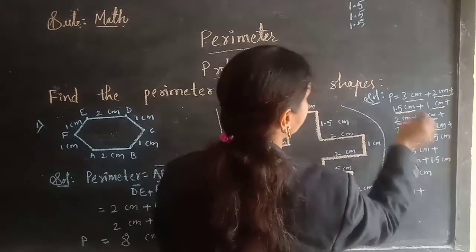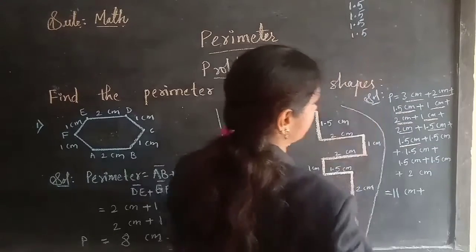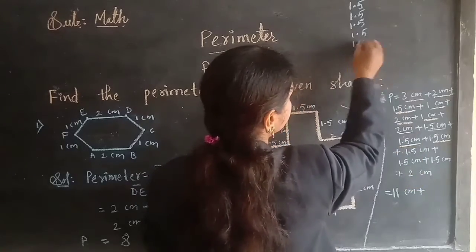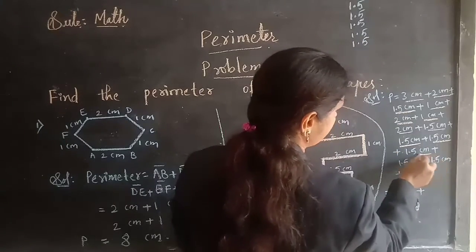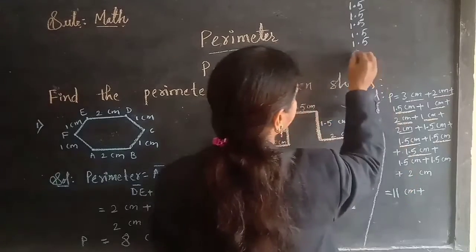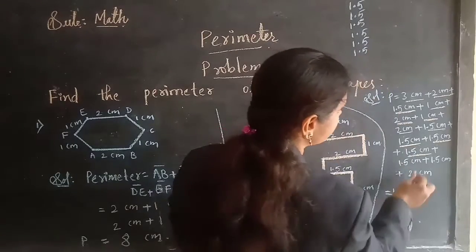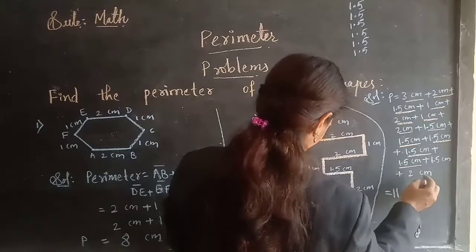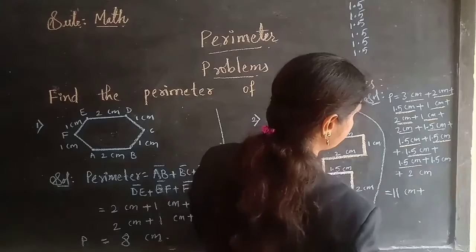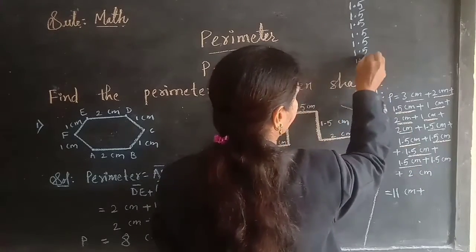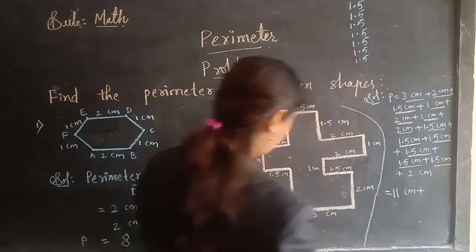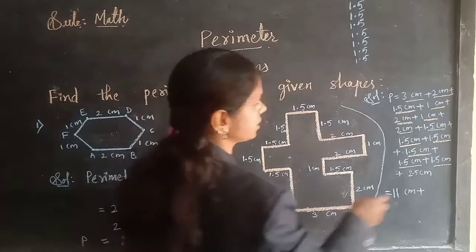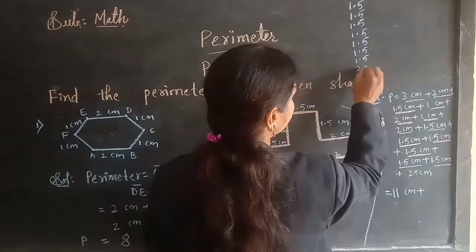Now next 1.5. Now next this 1.5 I am taking here. And this 1.5 I am taking now. After writing the number, I am underlining children. And next this 1.5 I am writing here. And here children 2.5, sorry, 2.5 this length is. So next this 2.5 I am writing here.